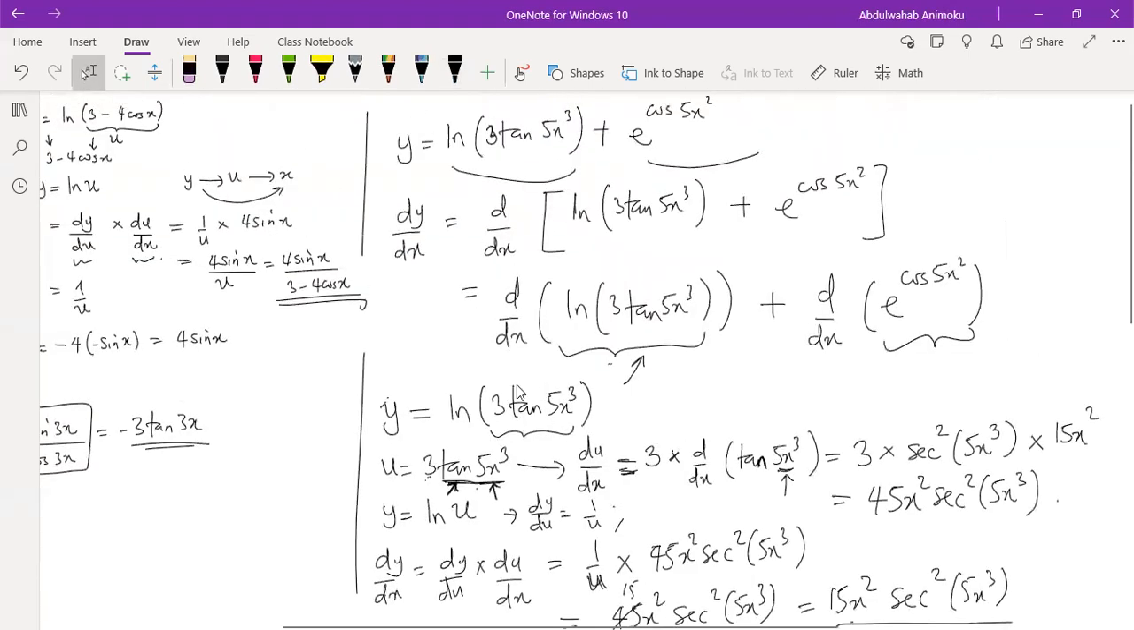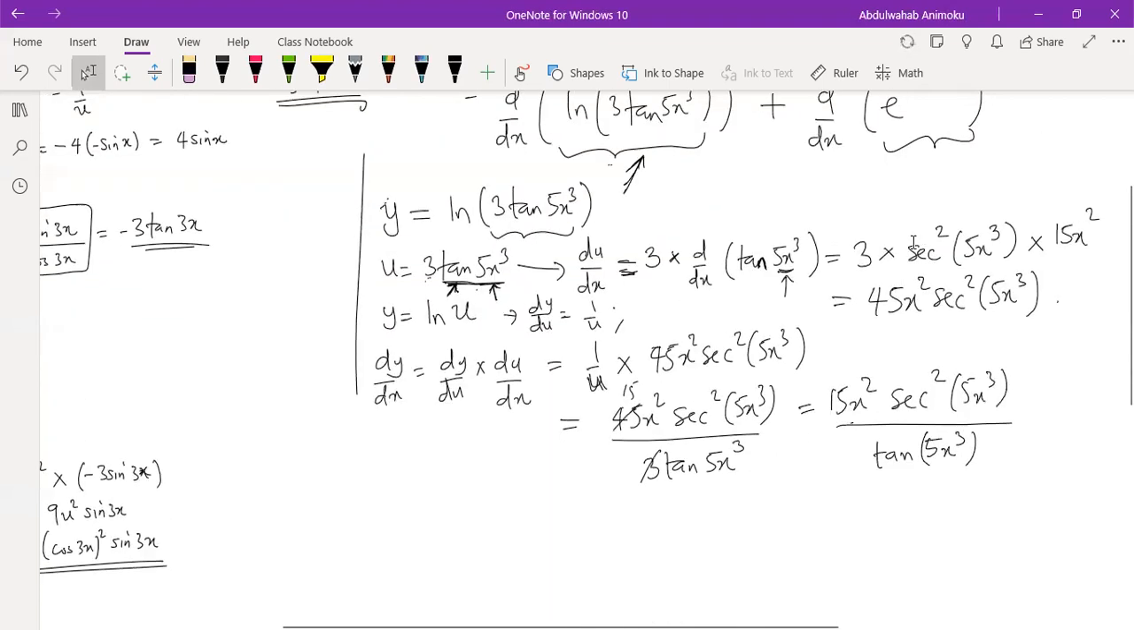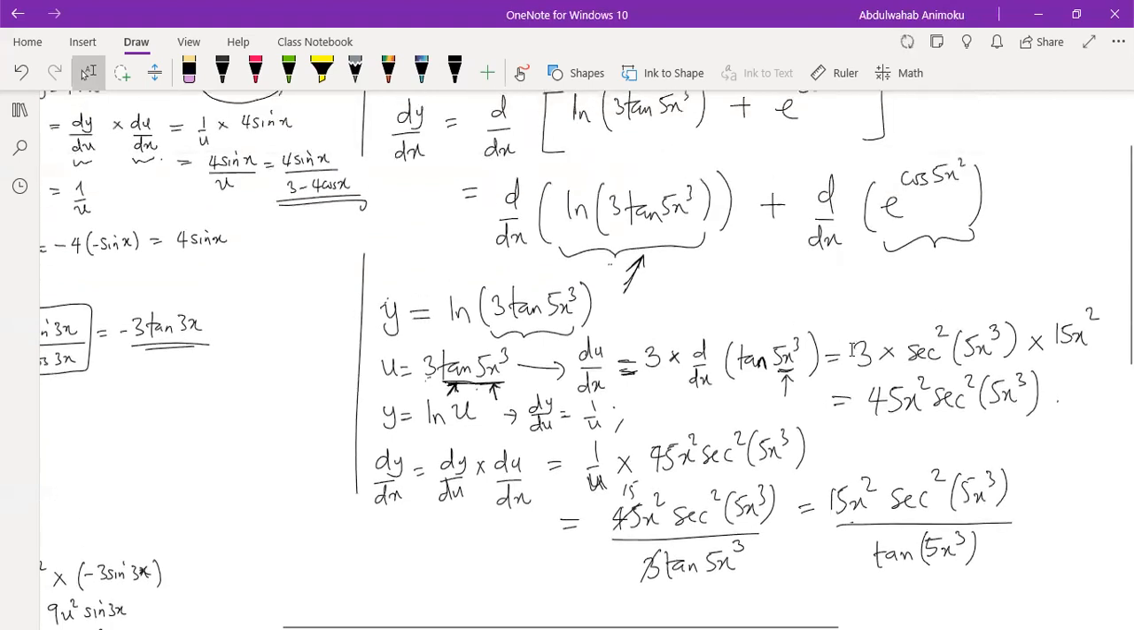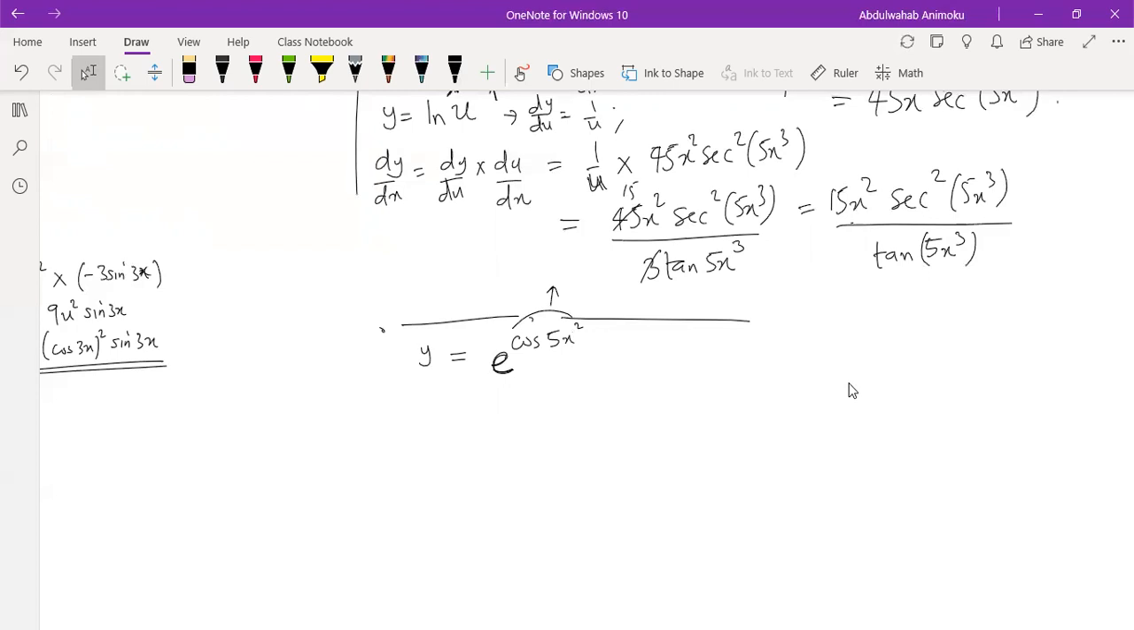So for now, we have been able to find the derivative of this function, which is 15x squared secant square 5x cubed over tan 5x cubed. Now let's move to the second function. We need to find also the derivative of e raised to power cosine 5x squared. So let's take it as another function that we have to find the derivative of. Now, again, this is going to be chain rule. So what we do is we can see this is the external function e. The internal part is this cosine of 5x cubed.